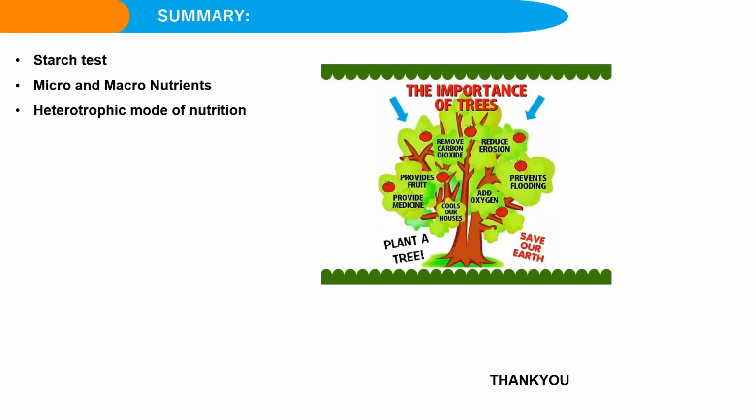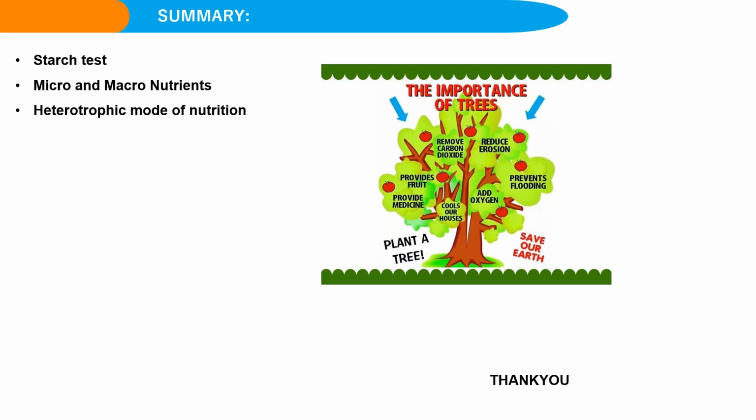Let us summarize today's topics. Today we have learnt about the starch test, micro and macronutrients required for the plants, and heterotrophic mode of nutrition, under which we learnt about parasites, saprophytes, insectivorous plants, and symbiosis.